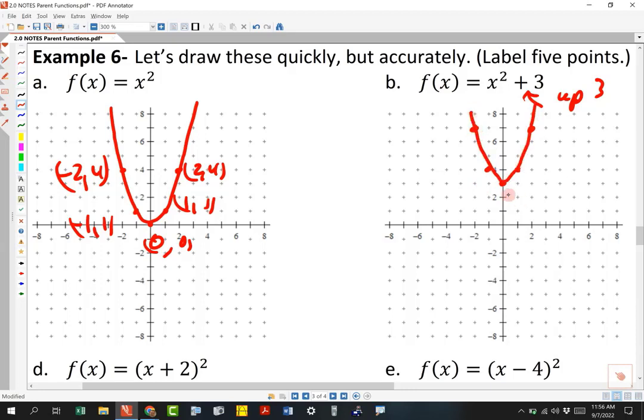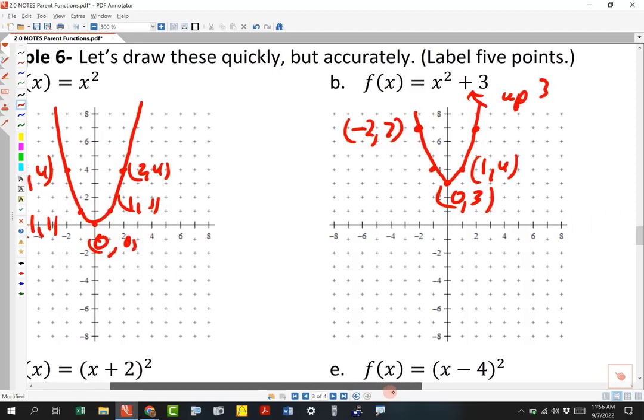And I will let you get away with this. Label 3 points. 0, 3, 1, 4, right? And I'm going to come over here. This would be negative 2 comma, let's see, if I went up 4 from 3, I'd be up at 7. Now, if you want to count and take those and move them all up that far, they'll arrive at exactly the same place. Any questions?